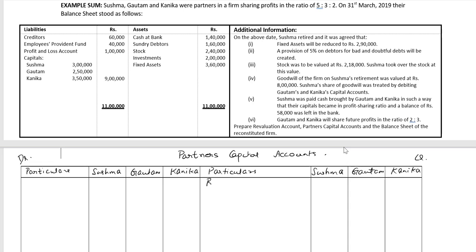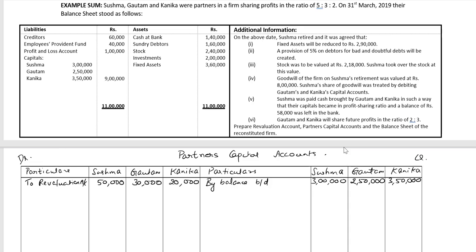We'll bring down the balance of the capital accounts by balance brought down. For Sushma, it's 3 lakh rupees. Gautam, 2,50,000 rupees. And Kanika, 3,50,000 rupees. We'll transfer the loss on revaluation to revaluation account. It was 50,000 for Sushma, 30,000 for Gautam, and 20,000 for Kanika as per the revaluation account.